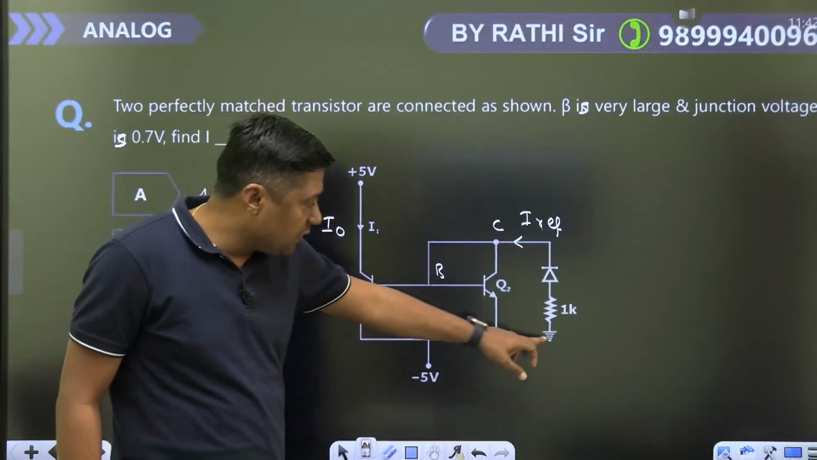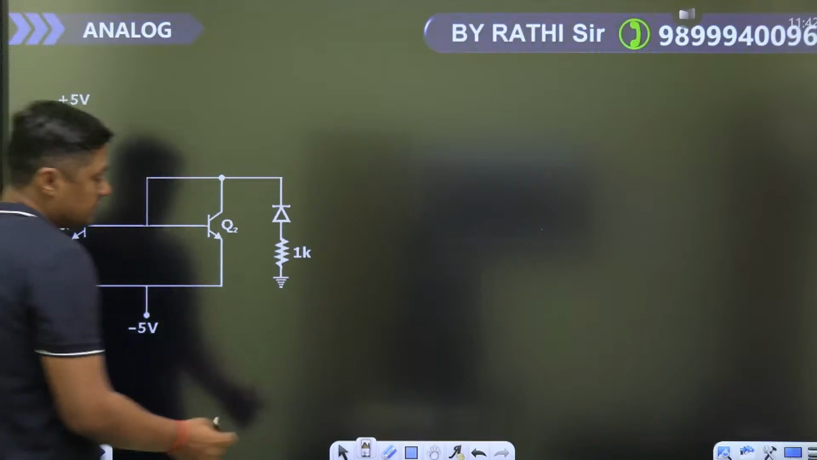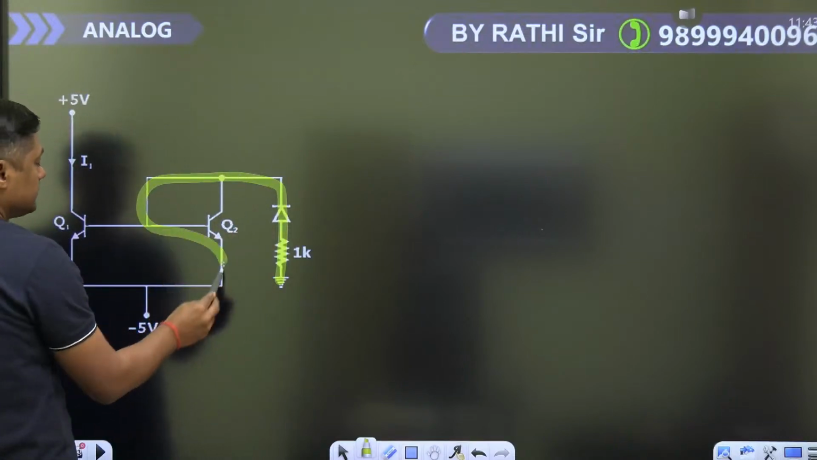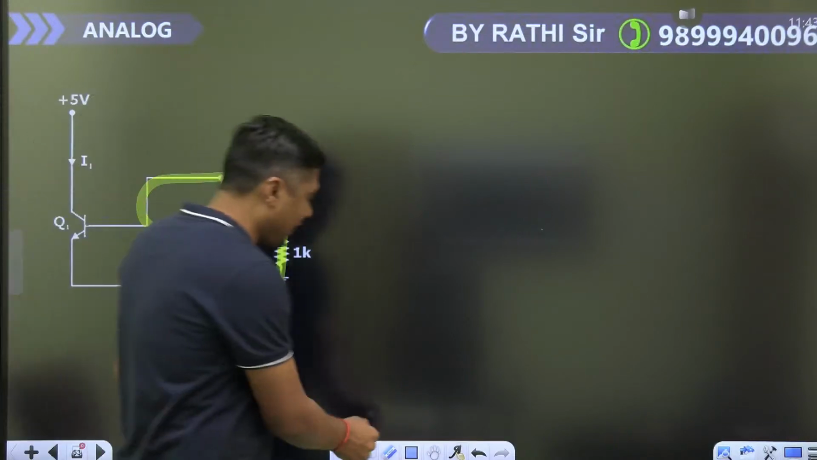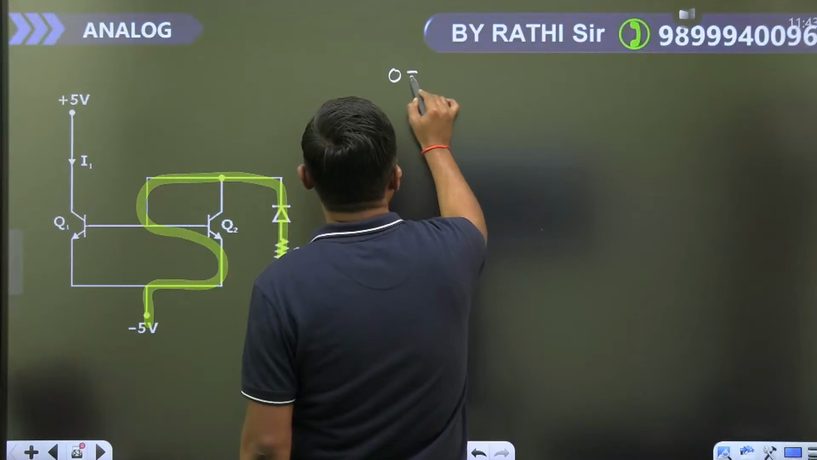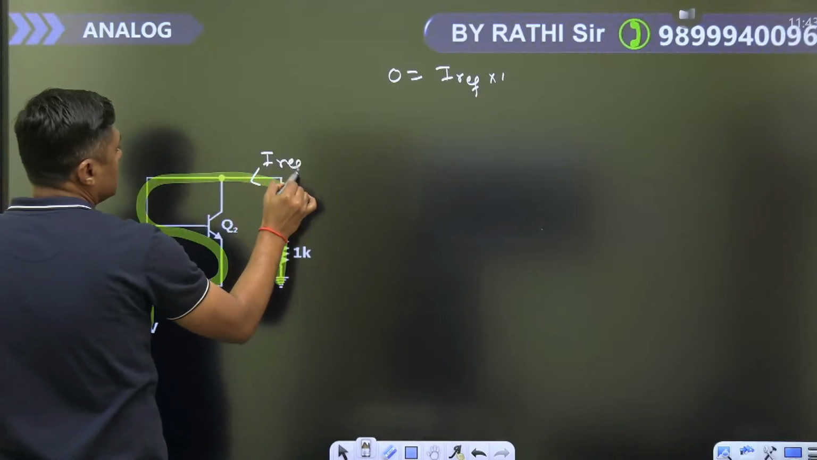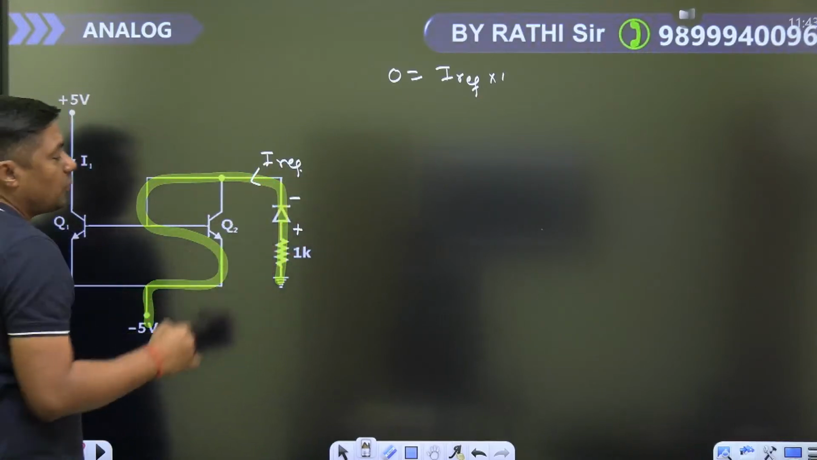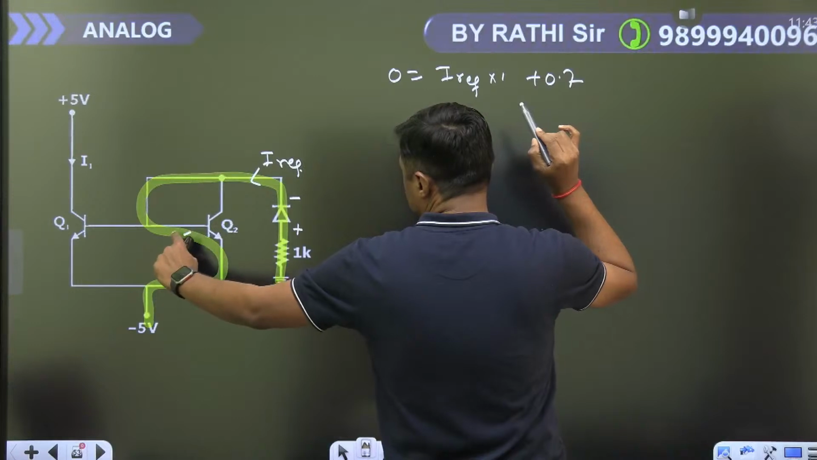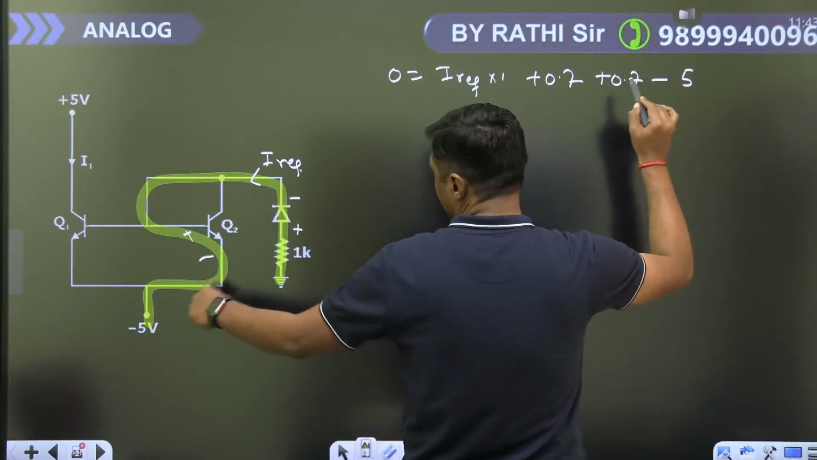Now you have to write the KVL from this point to this point, just to find the I reference. So don't worry about the orientation. Write down the KVL from this point to this point. 0 is equal to I reference into 1, this is the I reference, into 1, plus what is the drop across the diode? 0.7 volt, plus this 0.7 volt, VB minus 5 volt. This is the battery, minus 5 volt.